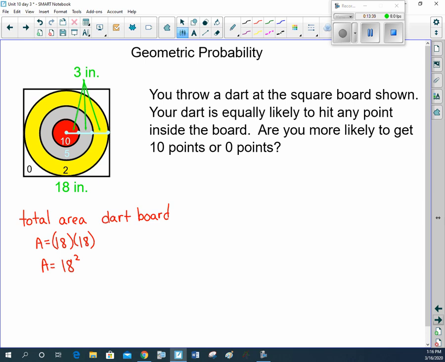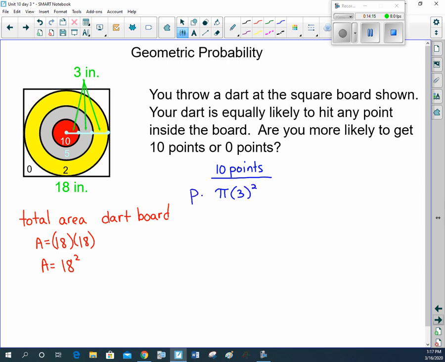Okay, so let's do the 10 points first. So 10 points is the area of the red circle. Well, to find the area of a circle, remember, it's pi r squared. So the radius here on each of those is 3. I don't know if you can tell on the diagram. It might make you think that it's 3 inches total. Each of those, between each concentric circle is 3 inches. So the radius of our red circle is 3. So if I'm going to find the area of the red circle, it's going to be pi r squared. So pi times 3 squared.